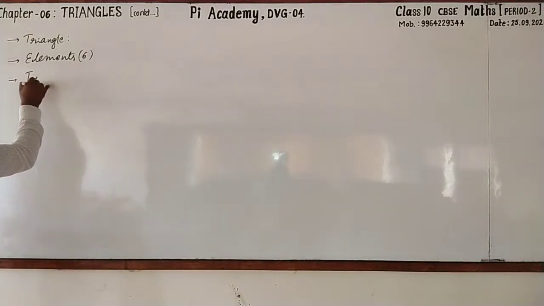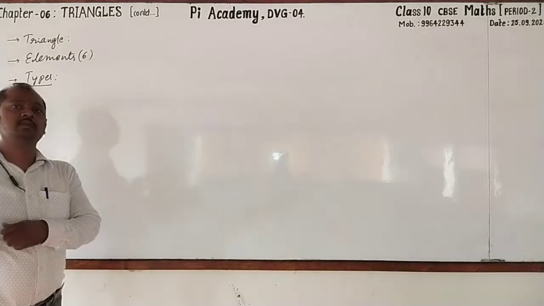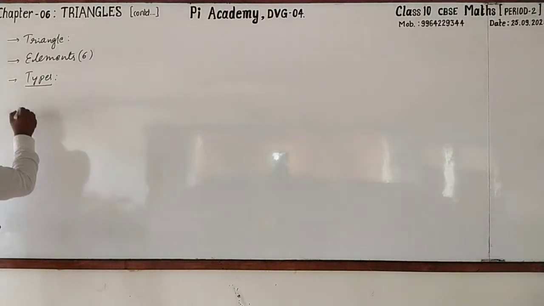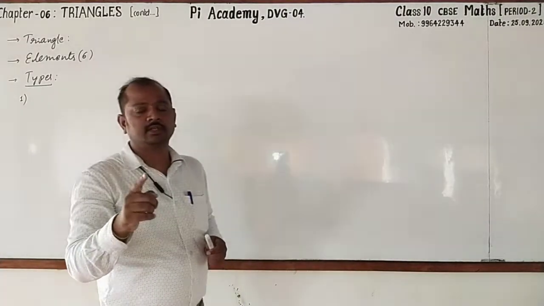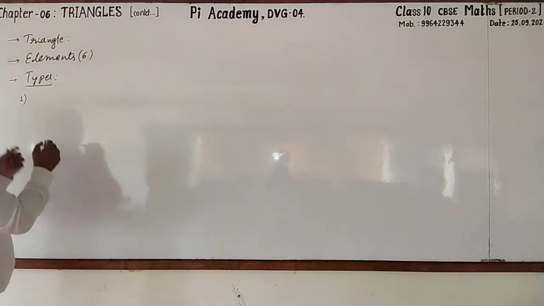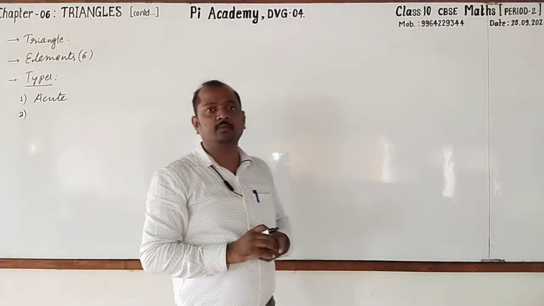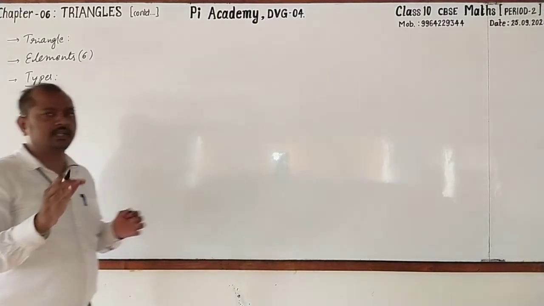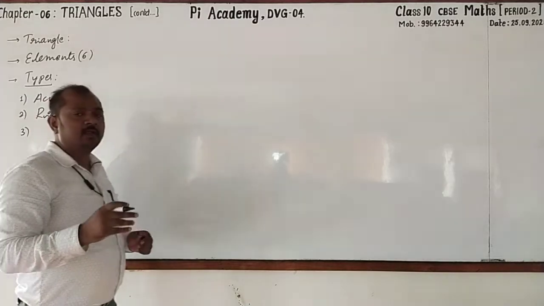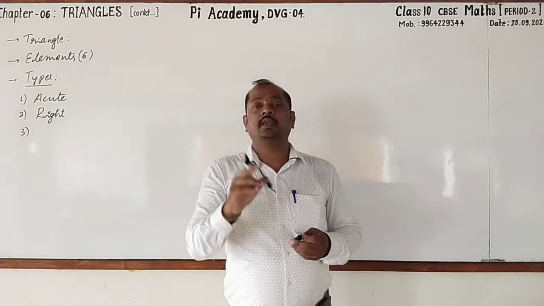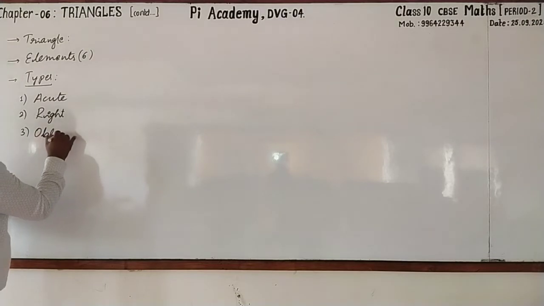We have different types of triangles. One based on the measurement of the angles, and second one based on the measurement of their sides. Then could you tell the triangle in which each angle is less than 90 degree? Very good. It is an acute angled triangle. Then what do you call a triangle in which one angle is exactly equal to 90 degree? It is a right angled triangle. Third one, a triangle in which an angle is more than 90 degree. This is obtuse angled triangle.